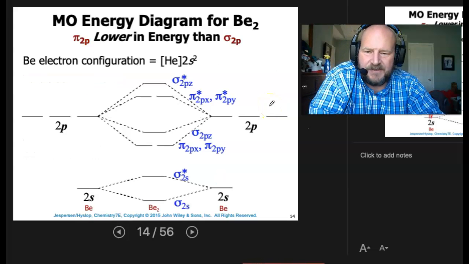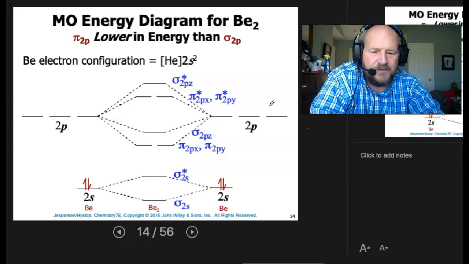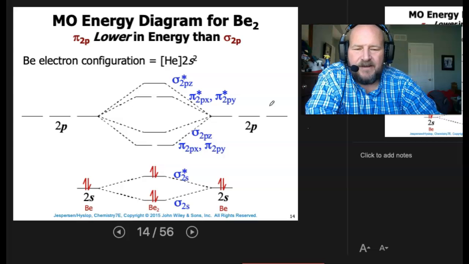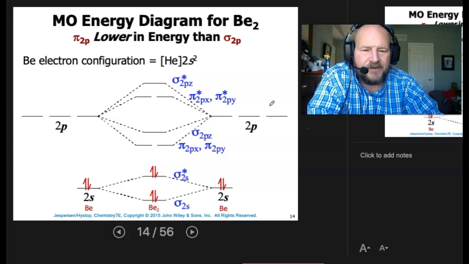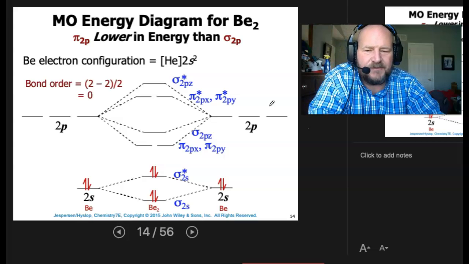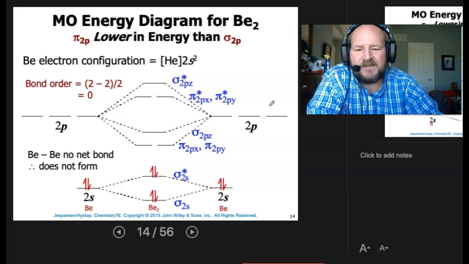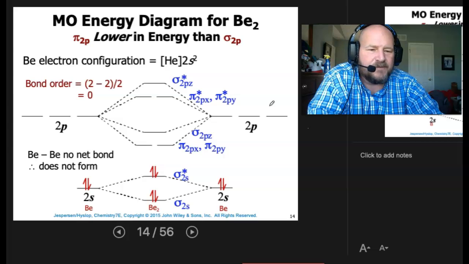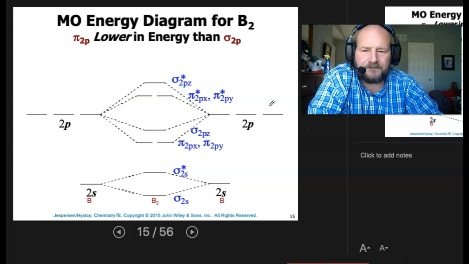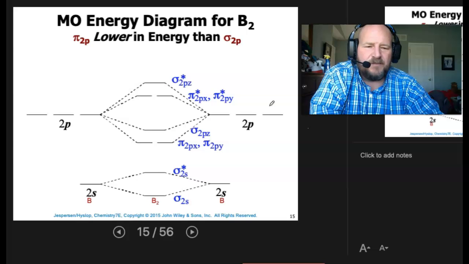So if we look at Be2, we know now we're looking at the 2s2, so we'll have 2 electrons in our 2s's. When they fill in, we'll fill in the sigma 2s, but we also fill in the sigma star 2s. We come back to a bond order of 0, and so we would not expect this to form, and of course we find it does not. All right, so moving right along to boron.